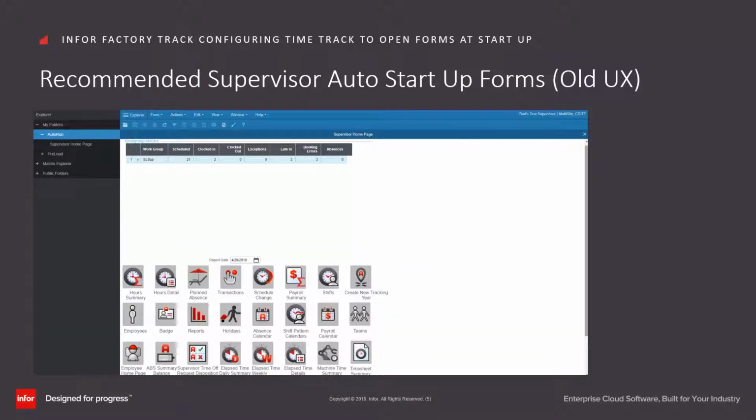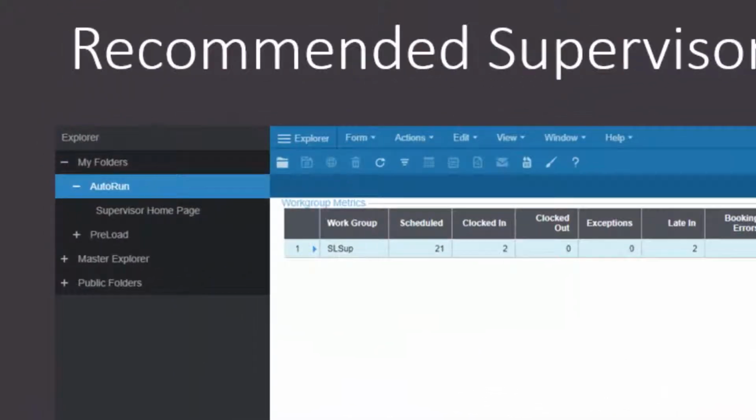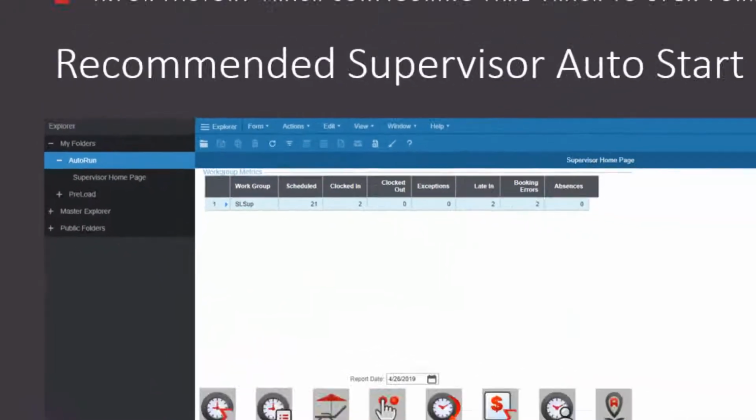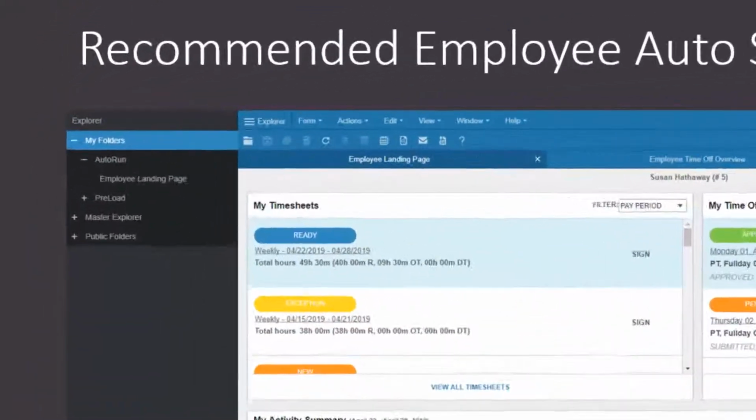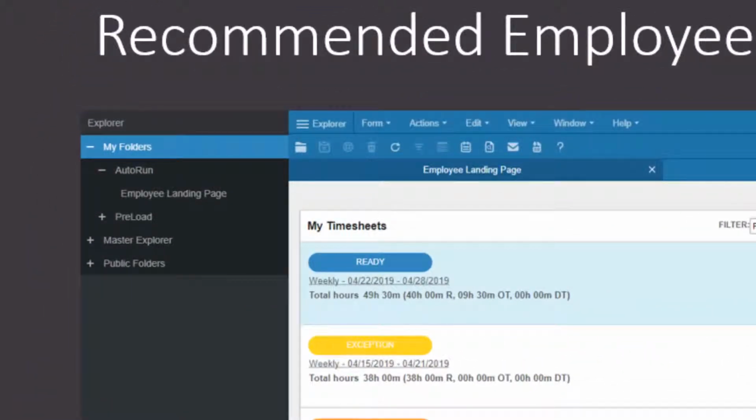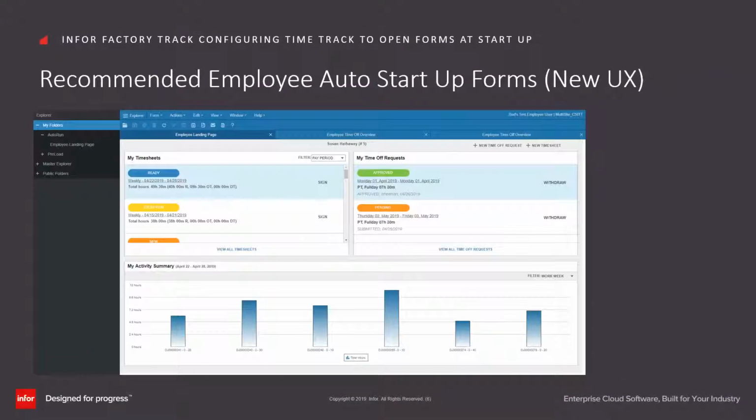If using the old user experience, the supervisor homepage is recommended for supervisor users. For employees, the employee landing page is recommended. The lookup name for the employee landing page is fttt employee landing page.ts. Again, to easily find this object, just put landing in the filter field for the form search.